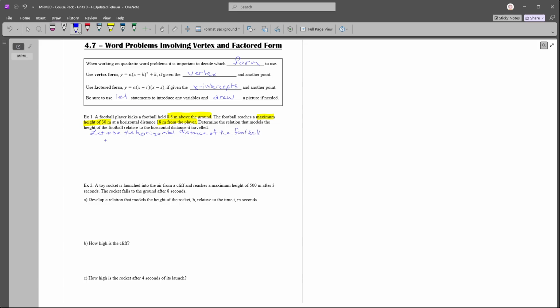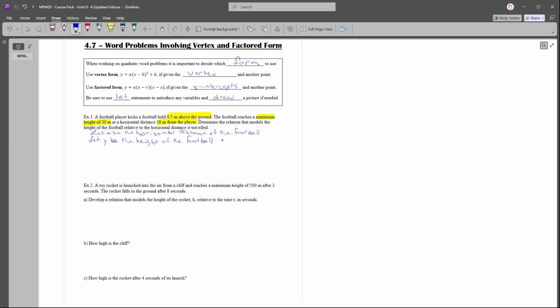That means that let y be the height of the football, or vertical distance. What that basically means is, if we know how far the football has moved, we should be able to calculate its current height at that moment. So our goal now is to kind of put all this together.